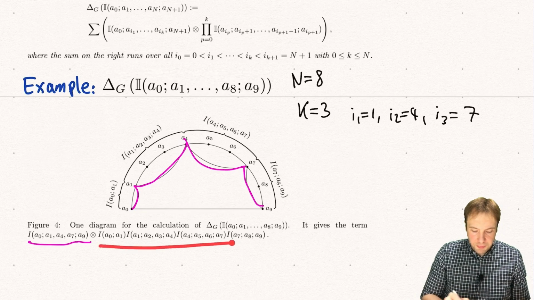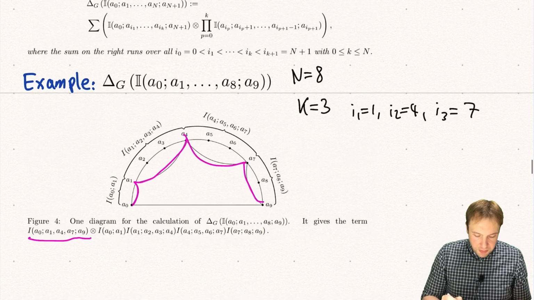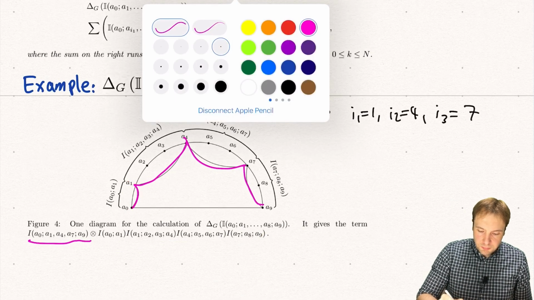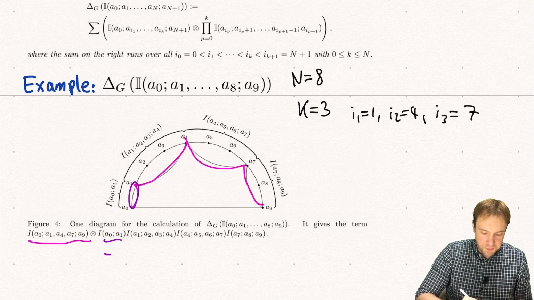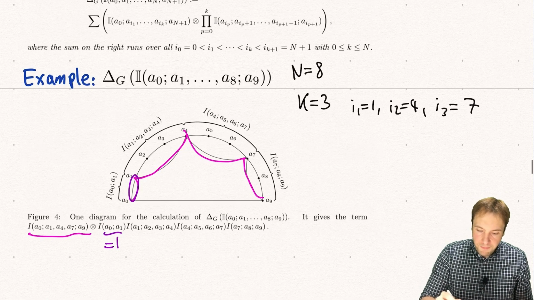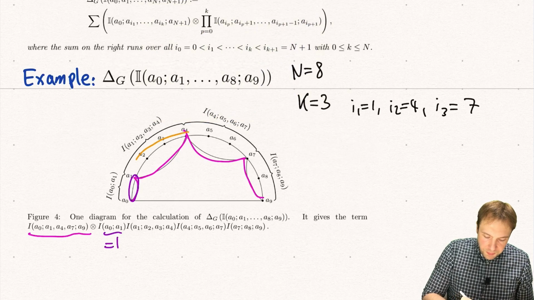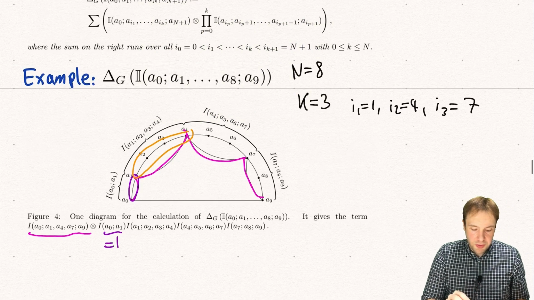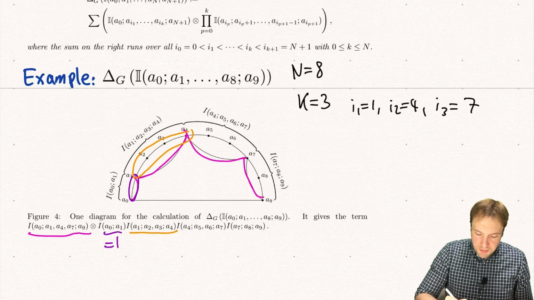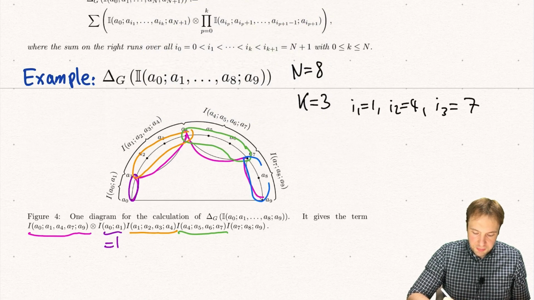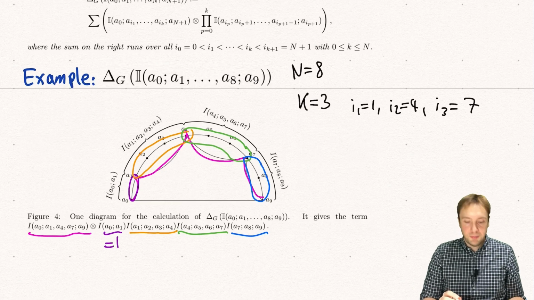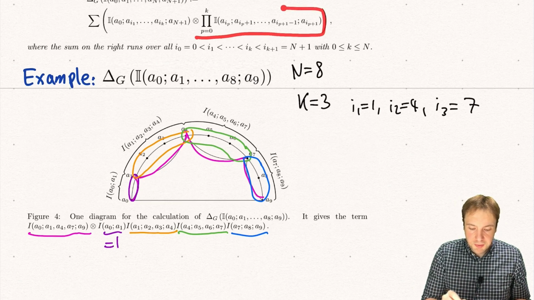And on the right-hand side, we get everything in between. So here, we take the iterated integral from a0 to a1, which is just 1 by one of the relations. And then the next one here is the iterated integral from a1 to a4. And then we take the iterated integral from a4 to a7. And the last one here is the iterated integral from a7 to a9. And this is just what this formula here says.